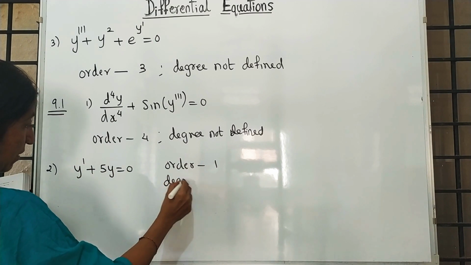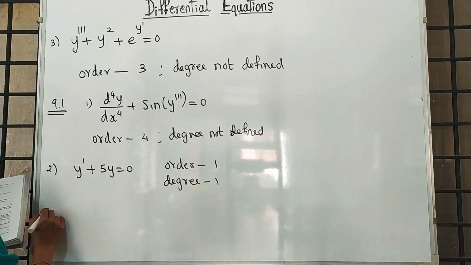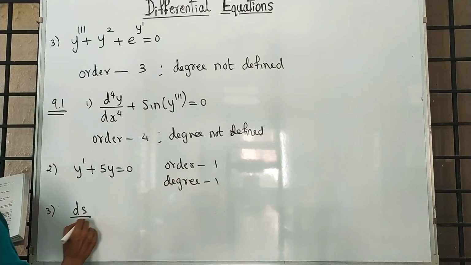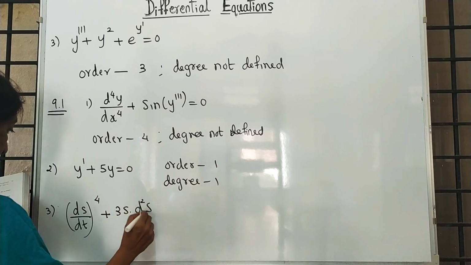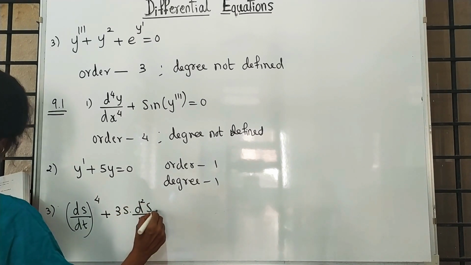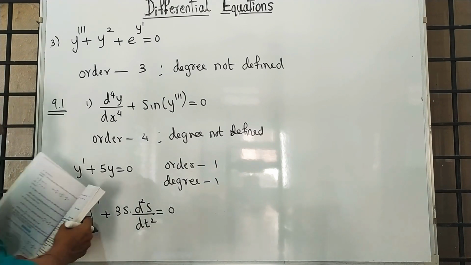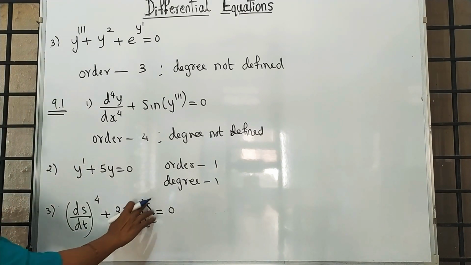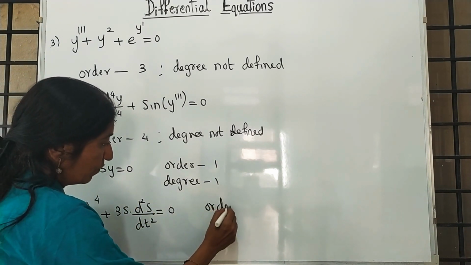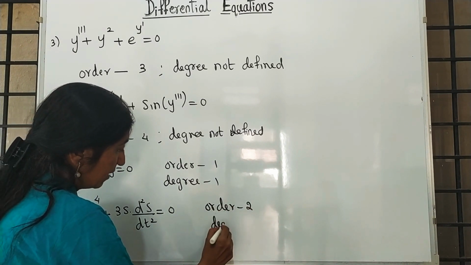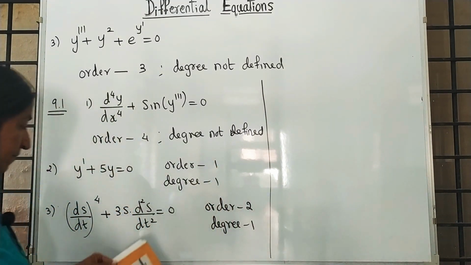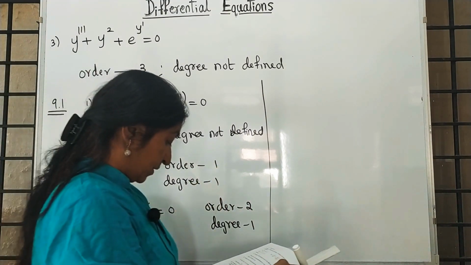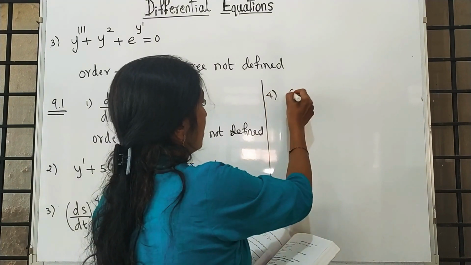Then second one, y dash plus 5y is equal to 0. Y dash means dy upon dx. Order 1, degree 1. Third one, ds upon dt raised to 4 plus 3s d square s upon dt square is equal to 0. Maximum time differentiated is twice. So, order is 2, degree 1. Its power: the highest derivative power you have to write.